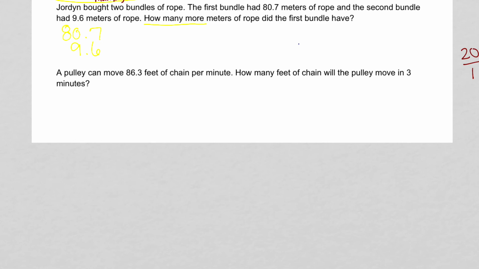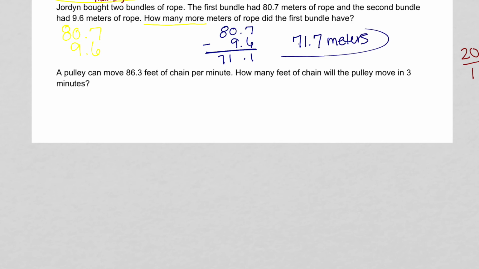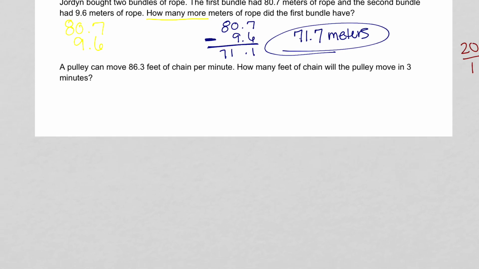Well, if I'm comparing them and one of them has more, I know I need to find the difference. So what I'm going to do is take my 80.7 and find the difference from 9.6. So I'm going to be subtracting. 7 minus 6 is 1. 80 minus 9 is 71. So I know that it is 71 meters more. So in this one, I had to identify that I'm finding a difference because I'm comparing the two and one is more than the other.